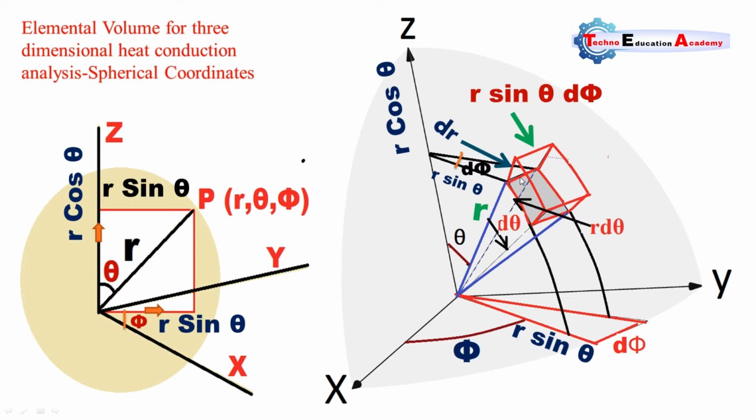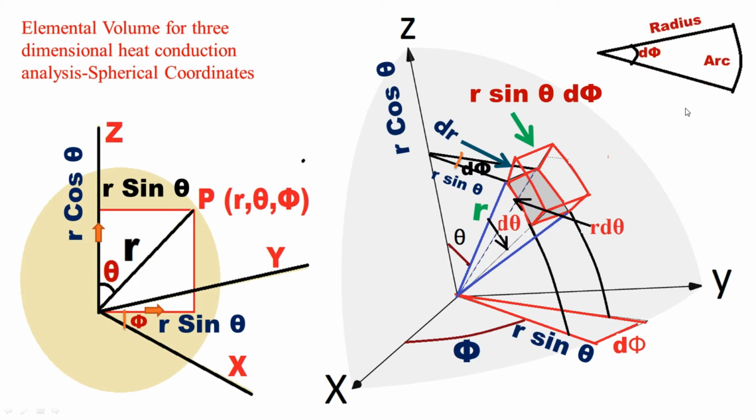Now our objective is to calculate all dimensions of the element. For that, we know that according to the fundamentals of mathematics, angle equals arc divided by radius. So our objective is to calculate this dimension. This is a small arc which is unknown. So here we are using the fundamentals of mathematics to calculate the unknown arc. Angle equals arc divided by radius, so arc equals angle into radius.